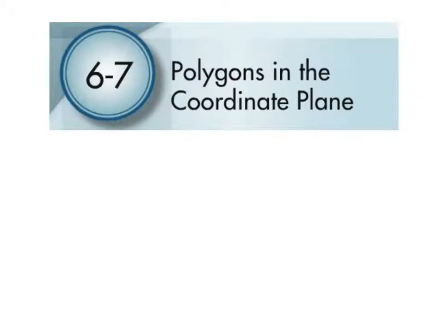How's it going? Today we're going to wrap up chapter 6. We're going to do 6.7 and 6.8. They both tie together a lot because they're dealing with coordinate geometry. So we're going to be looking at these polygons on the X and Y axis and plotting points and that kind of stuff today.